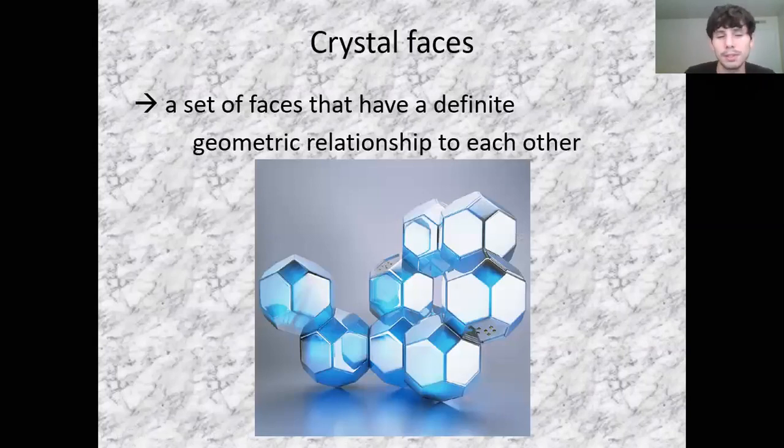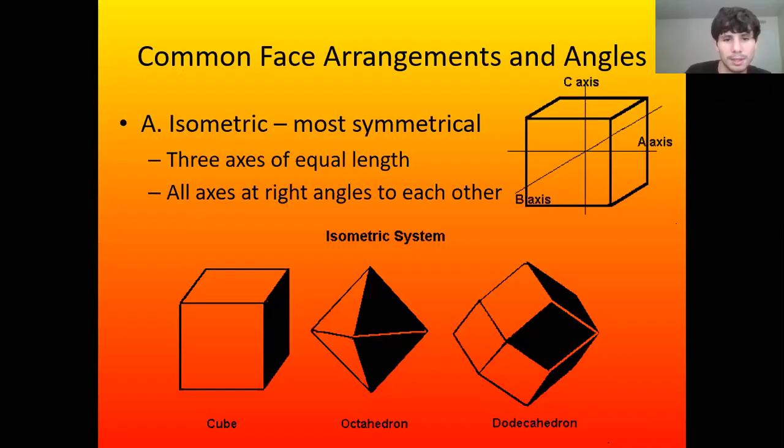All right, so next up is this term called crystal faces. What crystal faces are, as it says here, is a set of defined faces, and it's a geometric relationship to each of those faces. This isn't really a great example, but here we go. There are two different types. For example, a cube is a good example of a kind of crystal face that's pretty common, pretty easy to understand.